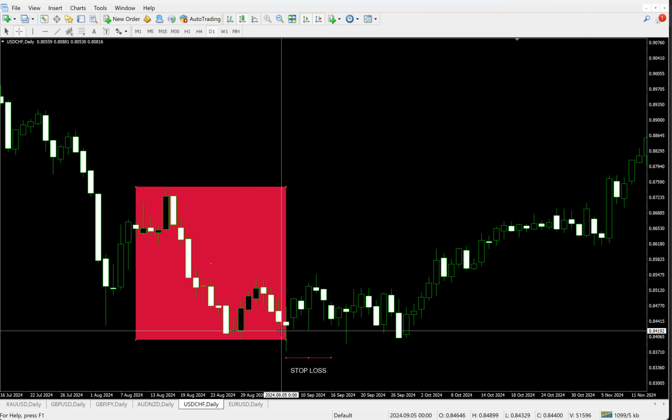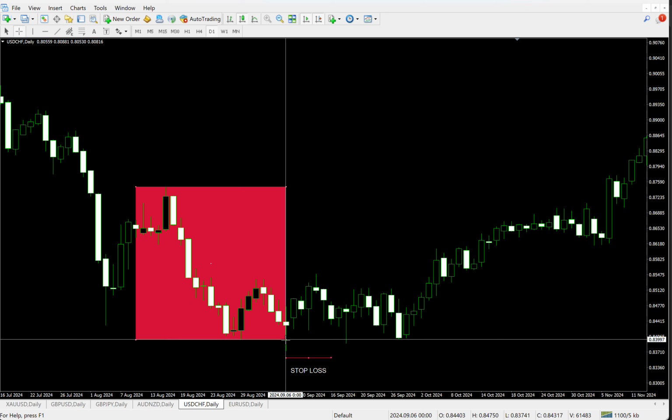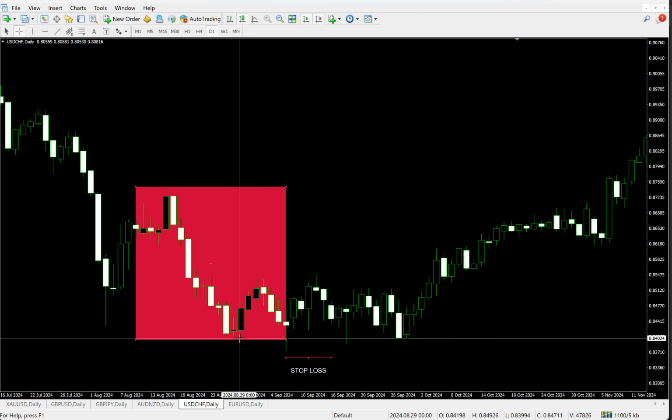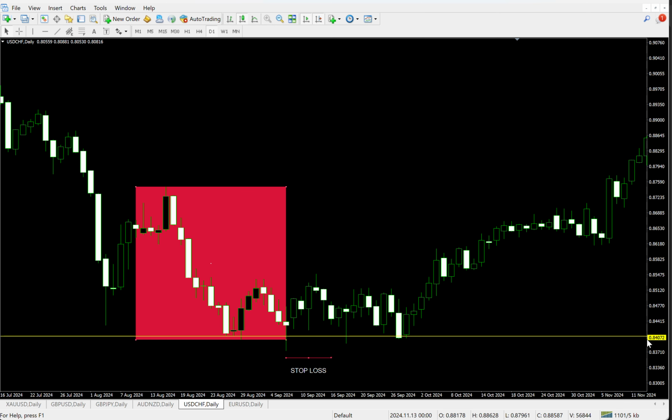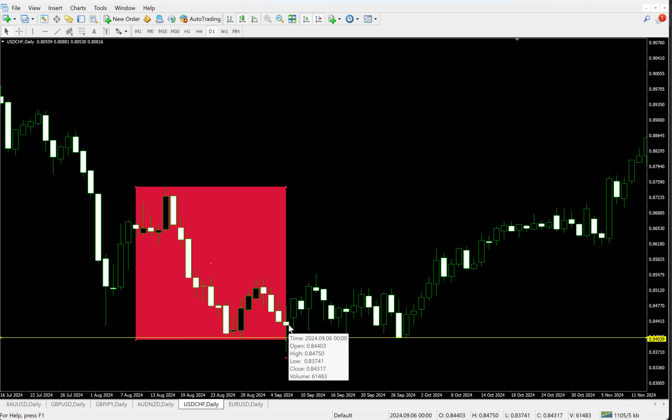How do we enter the market? Once the candle is breaking the low of this 20-day box, we set the buy stop order just slightly above the breakout, the lowest level of this box, something like this, as I marked it here with the yellow horizontal line. And when the price comes back inside of the box, it will activate our buy stop order.